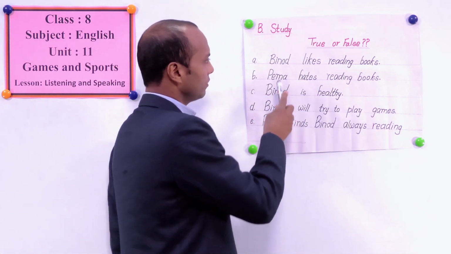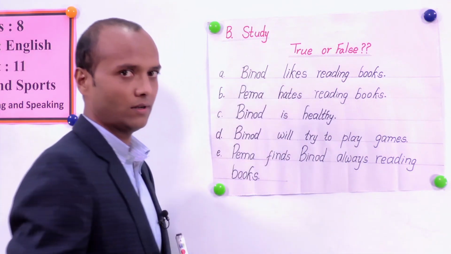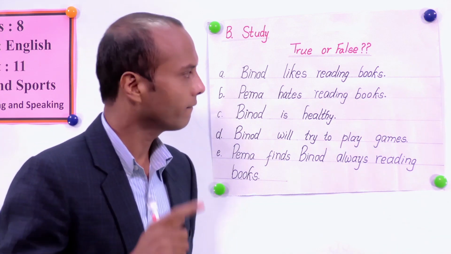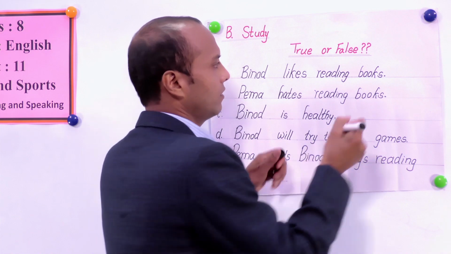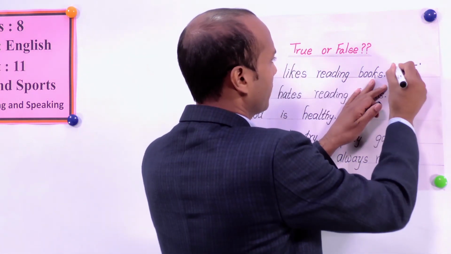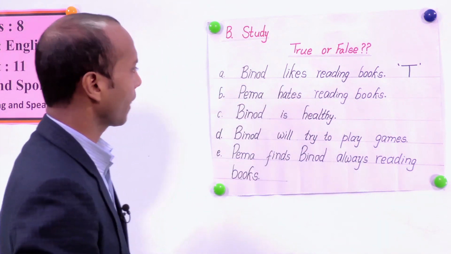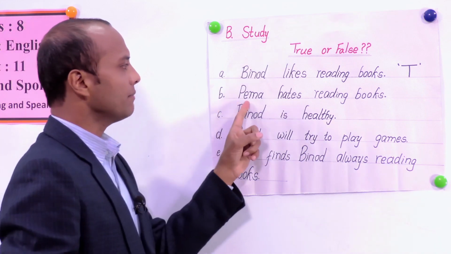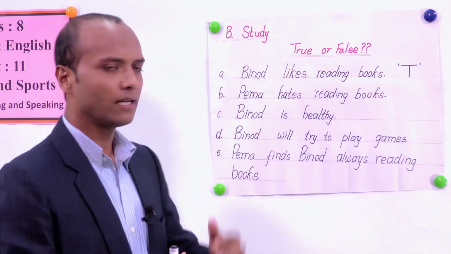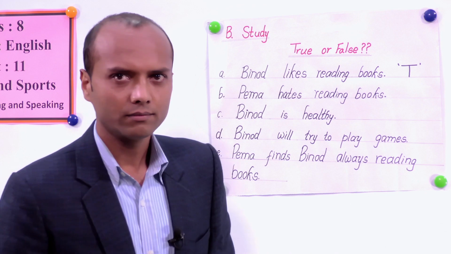Okay? So, the first sentence is Binod likes reading books. What have you written there? Is it true or false? Yes, it is true. Okay? So, I have just written T here. It refers to true. Number B, Pema hates reading books. It's quite opposite to the first sentence, isn't it? Okay? Is it true or false? What have you written there?